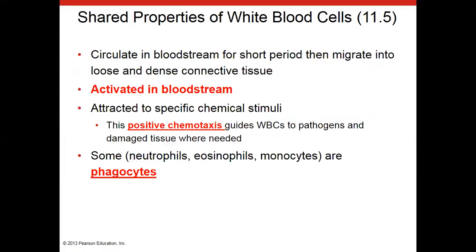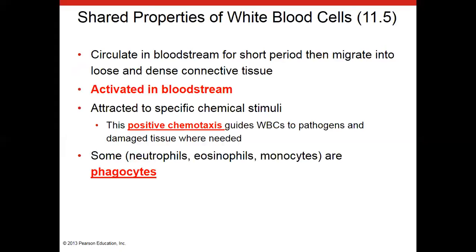White blood cells. There are 5 types of white blood cells, but they share some properties among the five types. So in the bloodstream, they'll circulate only for a short period of time and then migrate into connective tissues. They are activated in the bloodstream, so they can remain inactive for a period of time, and they're only activated in the bloodstream. They are attracted to certain chemical stimuli.